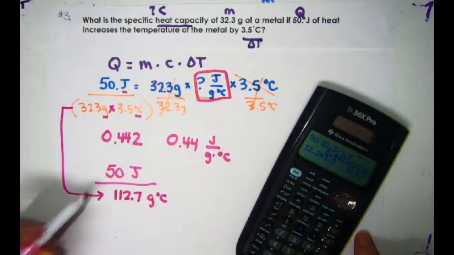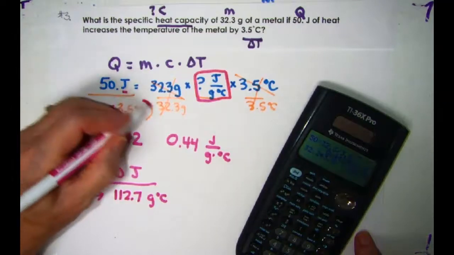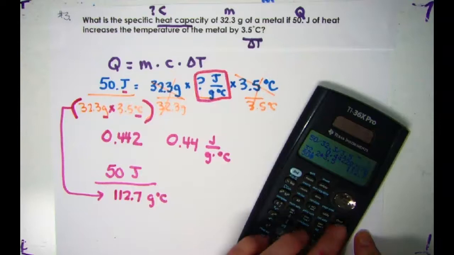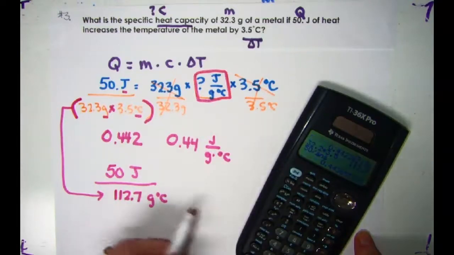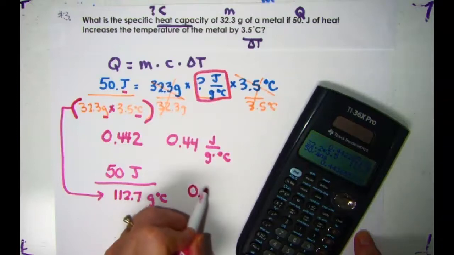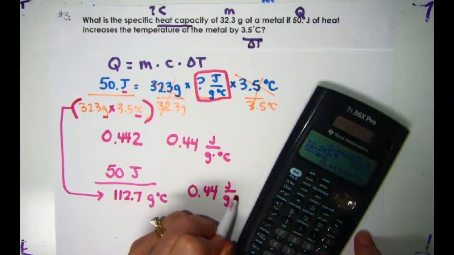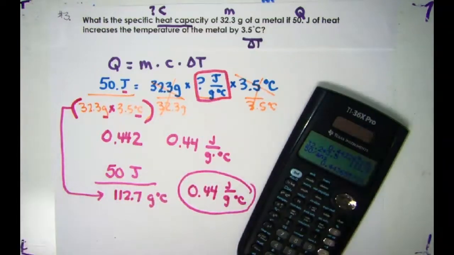All right, so now rather than having to worry about this, you put this all in parentheses and you don't have a problem. If you don't put it in parentheses, your calculator's going to get you the wrong answer. All right, so we're going to take 50 and we're going to divide it by the answer we received there. And guess what? We are still going to get 0.44 joules per gram degrees Celsius. Regardless of which way you do it, guys, you're going to get the same answer.